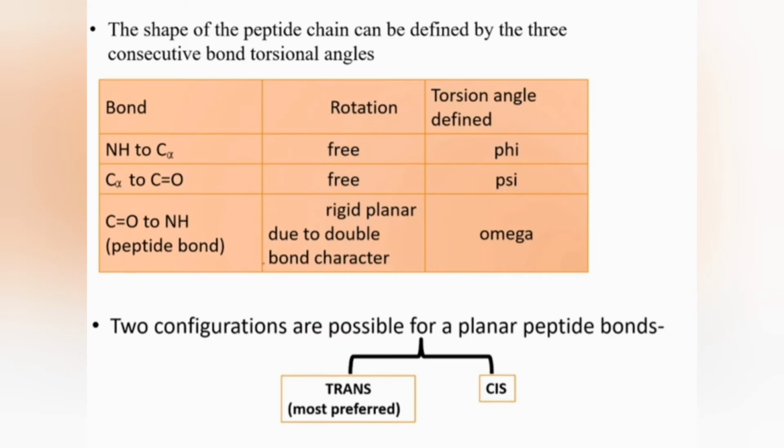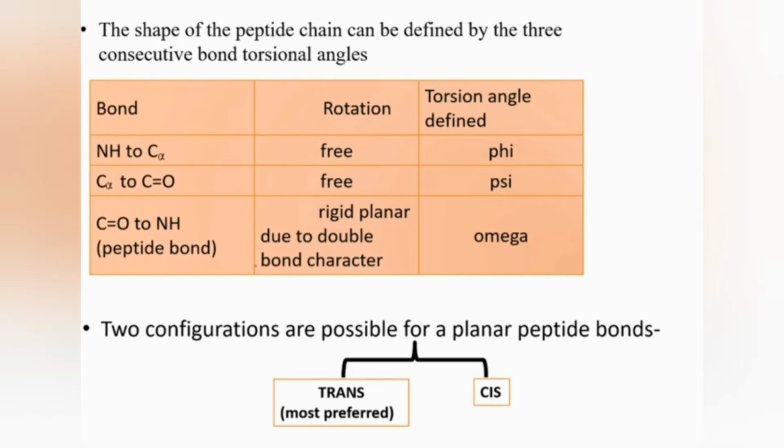So the shape of a peptide chain can be defined by 3 consecutive bond torsion angles, that is C alpha N, C alpha C and CN bonds. I already told you that C alpha N is also called phi angle, it is free to rotate, and C alpha C is also known as psi angle, it is also free to rotate, while our CN, that is our peptide bond, is rigid planar due to its partially double bonded condition, so free rotation is not possible here.